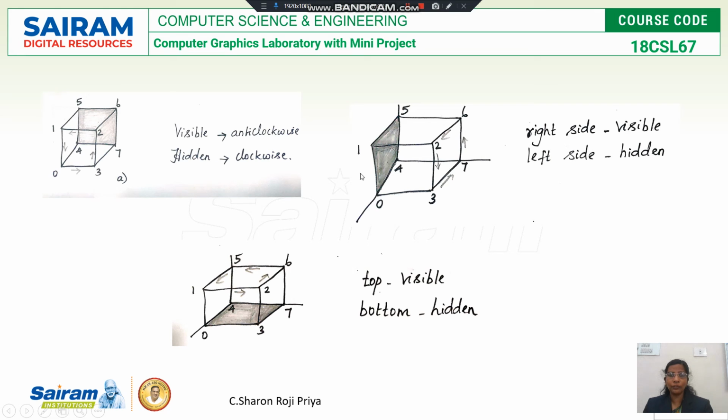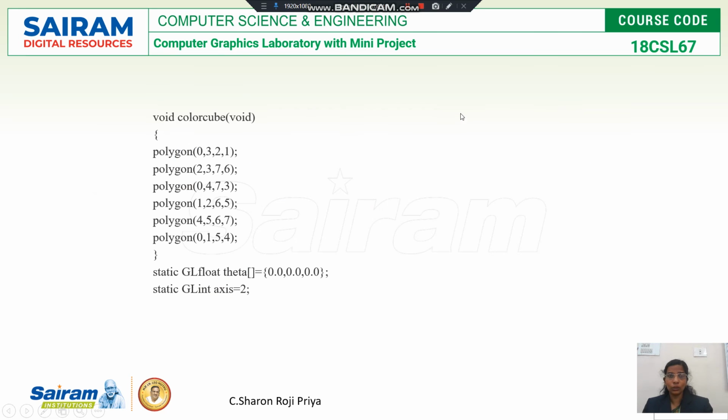Similarly, if right is visible, left is hidden or invisible. Right is visible, and the minimum vertex is 2. Start from 2 in which direction? Anti-clockwise direction. So it will be 2, 3, 7, 6.